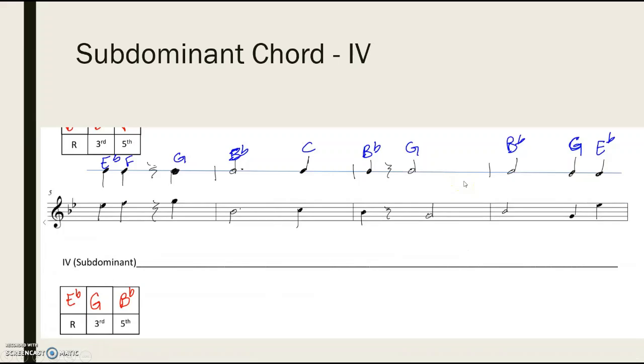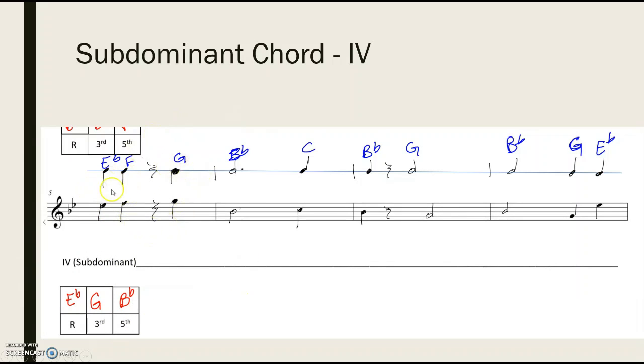So do the same thing here for the subdominant. Figure out all the chord tones, so that'd be E flat, G, and B flat. You copy them over from that first sheet that we did. Put them in these boxes. Those are your ingredients, so to speak, for the 4th chord.